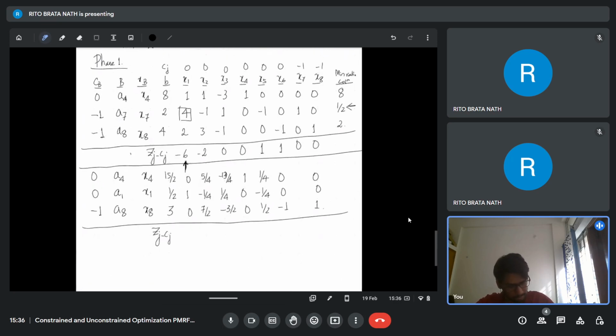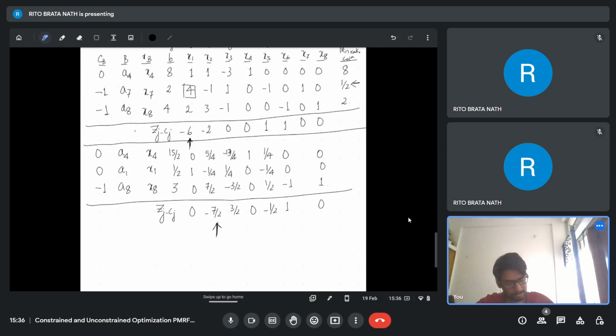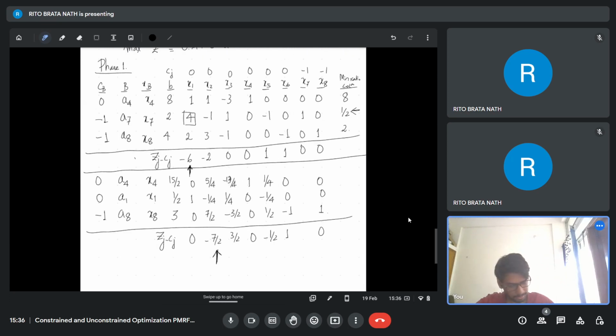Let's subtract, so this one will be 0. This one will be minus 7 by 2. Next one will be 3 by 2. Next one will be 0. Your fifth one will be minus half. Sixth one will be 1. And this one will be minus 1 plus 1, so that's 0. So this one will enter now. So the x2 variable will enter.